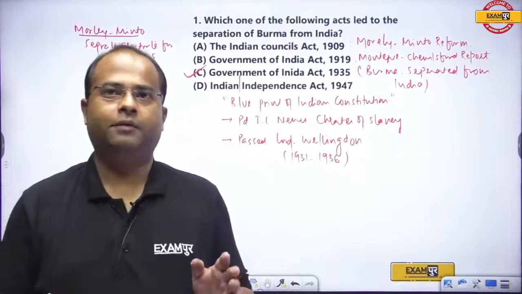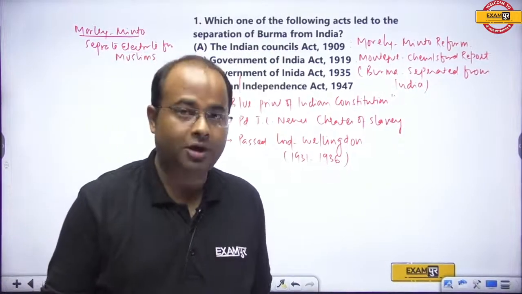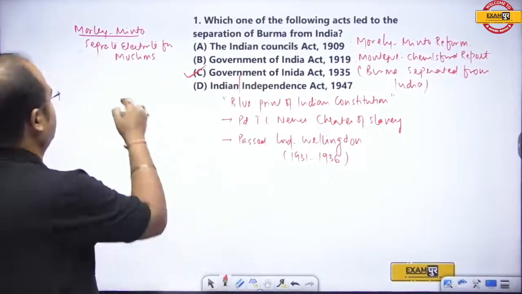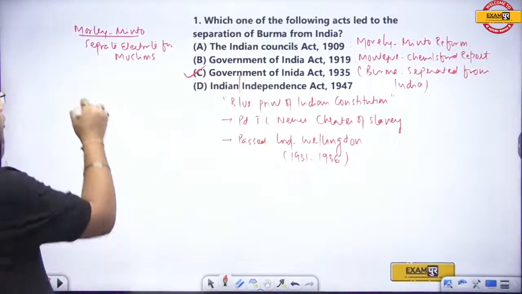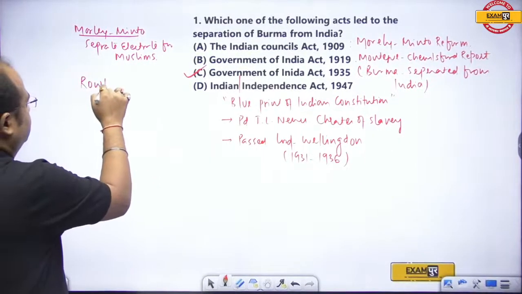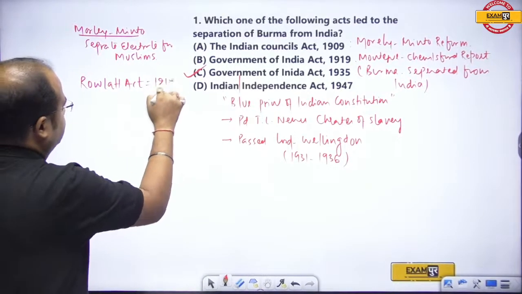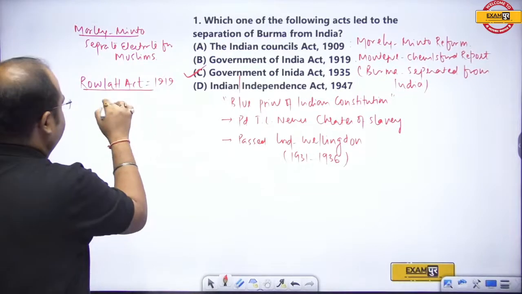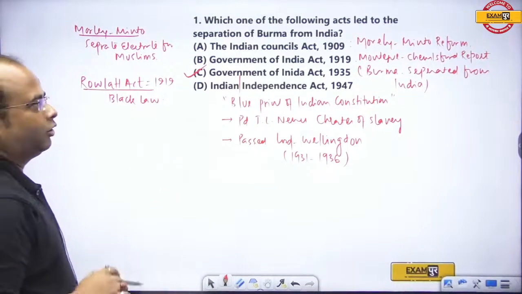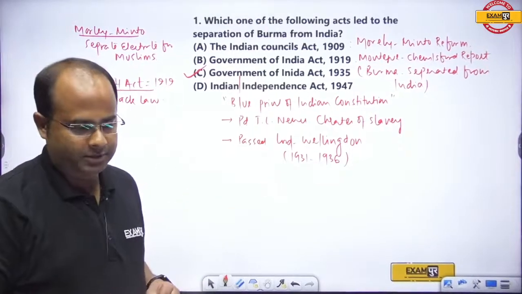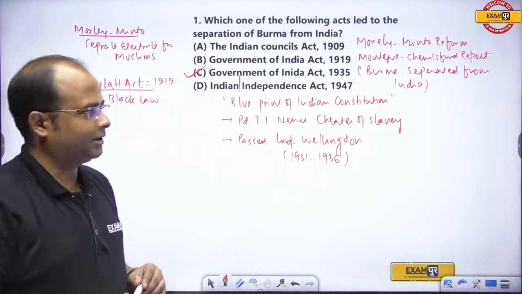Is that clear to all of you? Then do tell me. Then we are going to discuss the next question. 1919, that is not black law. Simon Commission is called black law. So, sorry, that was the Rowlatt Act. Rowlatt Act that came in 1919, that was called black law, because it was against the writ habeas corpus. So correct answer will be, guys, option C, that is Government of India Act 1935.